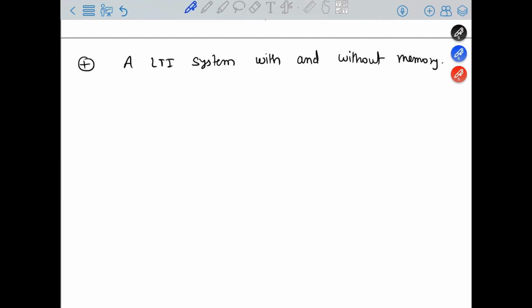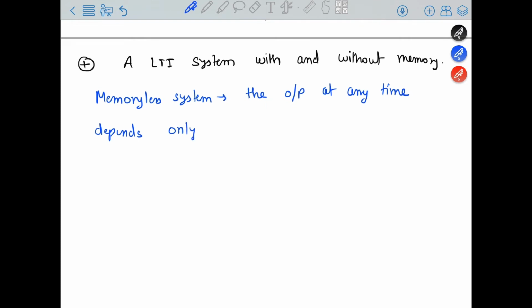So in the previous video I already explained what a memoryless system is. Just to reiterate, a memoryless system is a system in which the output at any time depends only on the value of the input at that same time.